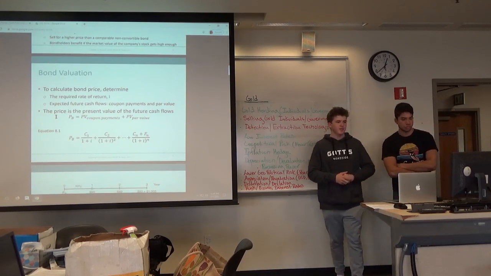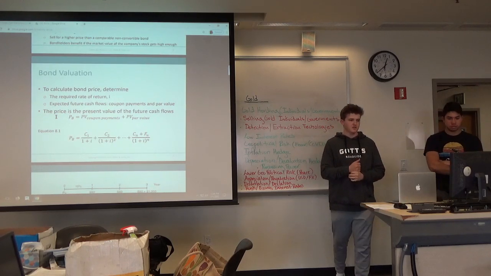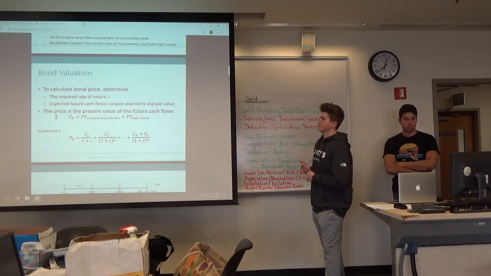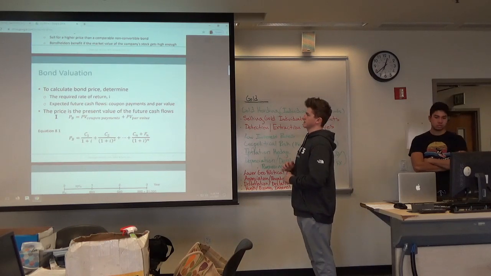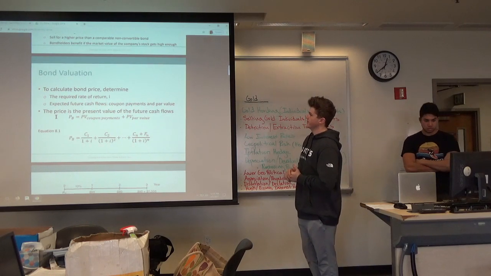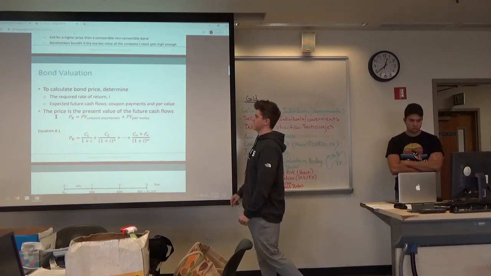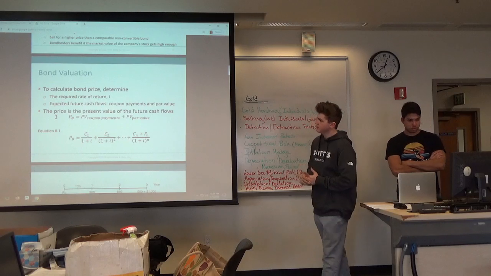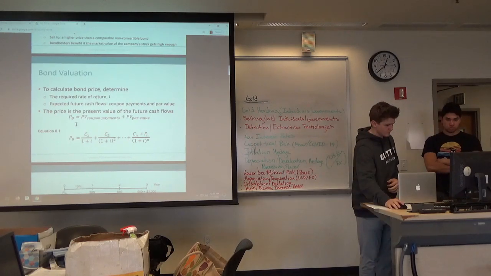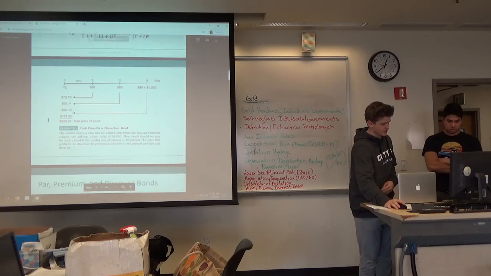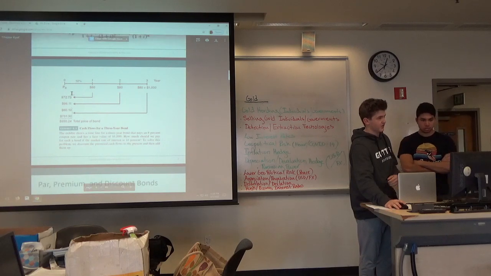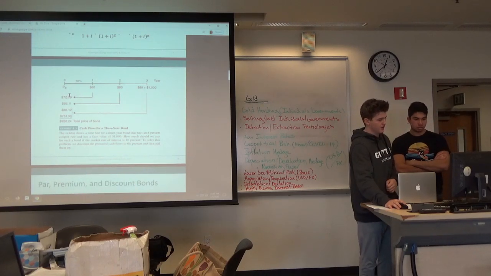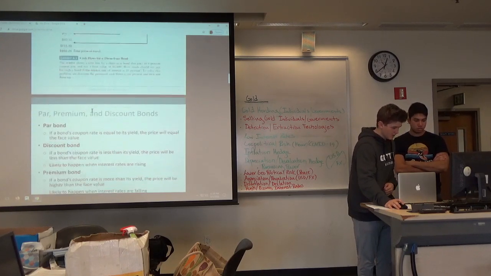Bond valuation. To calculate the bond price, you determine the I, or the required rate of return, and the expected future cash flows. So that's just the equation: PV equals the PV of the coupon payments plus the PV of the par value. And then that's just the cash flow for a 3-year bond, kind of the problem that I did earlier. Alright, we'll keep going.